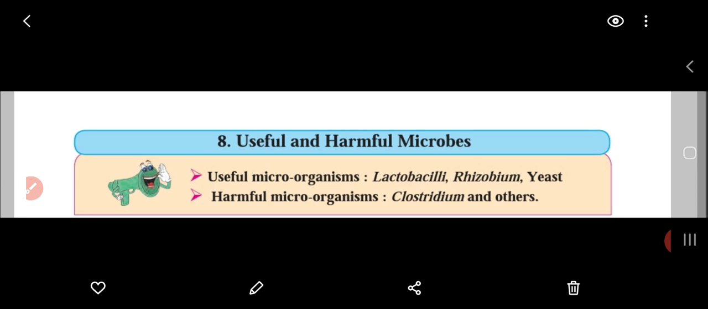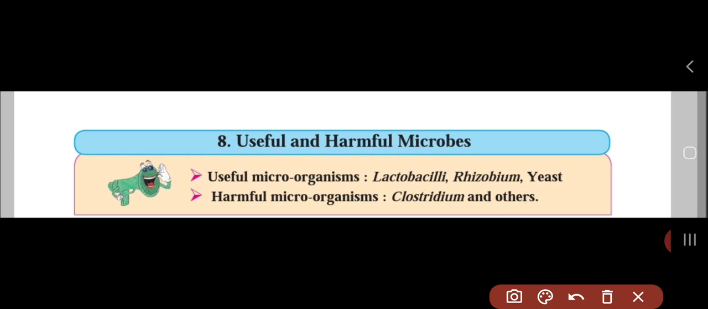So in the last lecture we had finished with chapter number 7, Environmental Management. And now today we are going to start with chapter number 8, Useful and Harmful Microbes. Dear students, as you can see, in this chapter we are going to discuss useful and harmful microorganisms. And the names of those microorganisms are given over here. We are going to discuss useful microorganisms like lactobacilli, rhizobium, yeast, and harmful microorganisms like Clostridium and others.